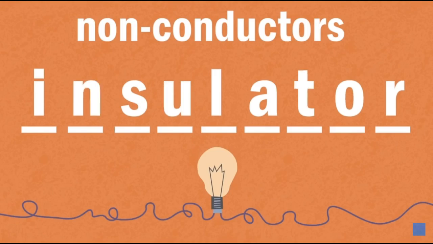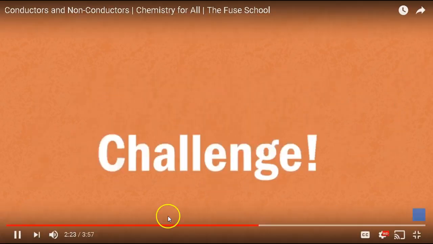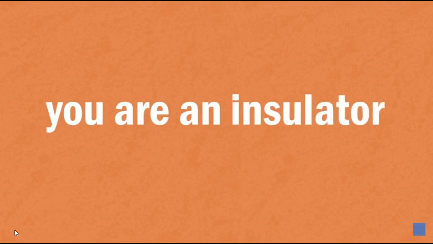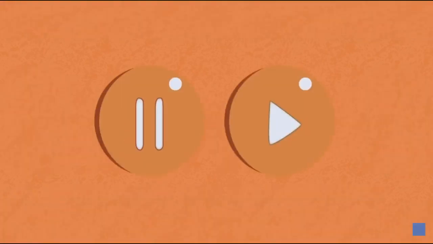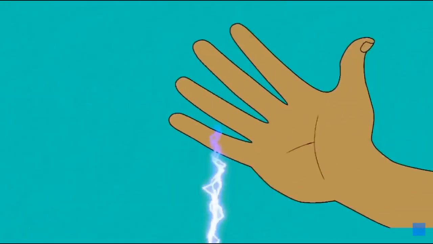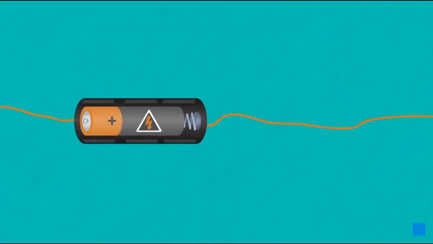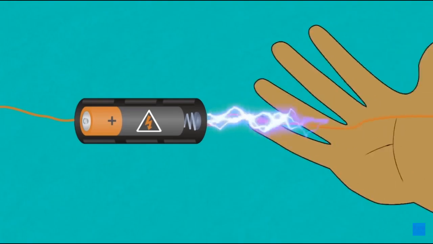Did you get it right? Here's a challenge. How can you get an electric shock? You, after all, are an insulator. Pause the video and think about this. When you're ready, please continue. The answer is that an electric shock occurs when an electricity source with a large voltage causes a sufficient current to enter and exit the human body through the skin, muscles or hair, all insulating materials.